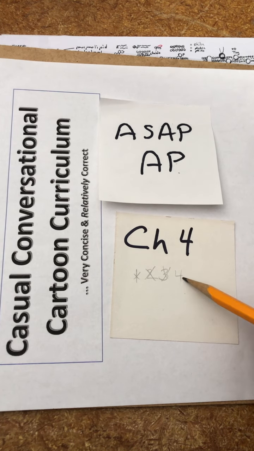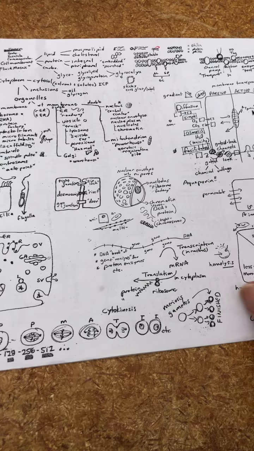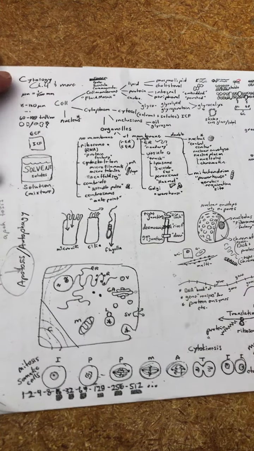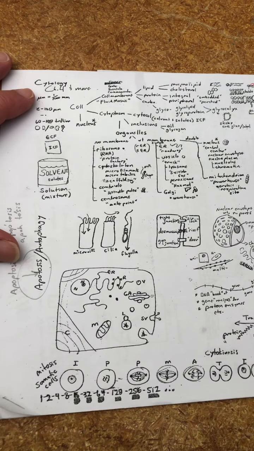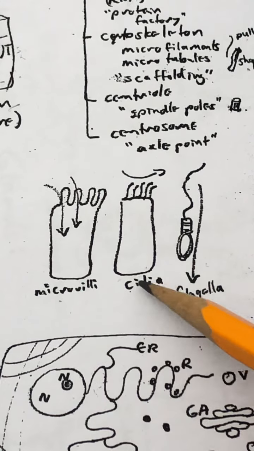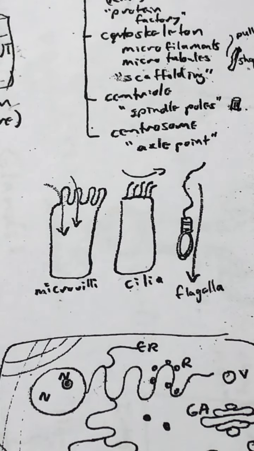Here's our fourth little installment on this thing right here. It's very short because I forgot to mention this and this right here about the cell membrane. There are structures that the cell membrane can create, structures such as microvilli, cilia, and flagella.